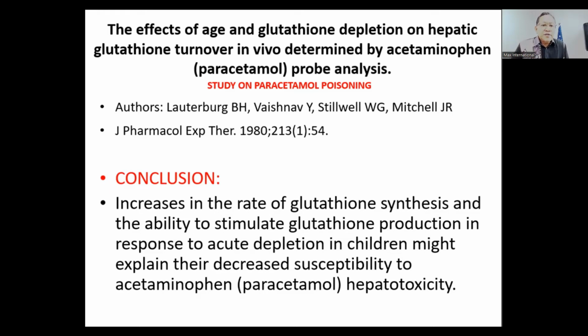Okay, conclusion: increases in the rate of glutathione synthesis and the ability to stimulate glutathione production in response to acute depletion in children might explain their decreased susceptibility to paracetamol. The Americans call it acetaminophen. We call it paracetamol. The decreased susceptibility to paracetamol hepatotoxicity, meaning these children, adolescents and young adults tend to be quite resistant to paracetamol poisoning because of the ability to produce lots of glutathione. But adults don't have that advantage. So paracetamol poisoning seems to be more dangerous to adults than to younger children.